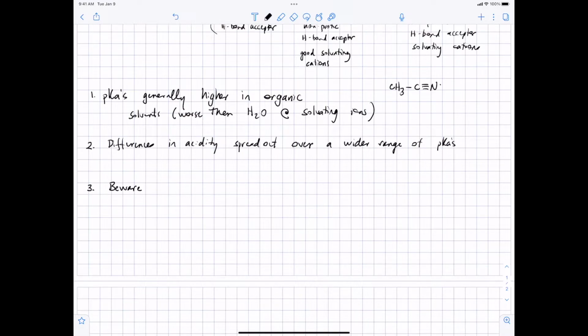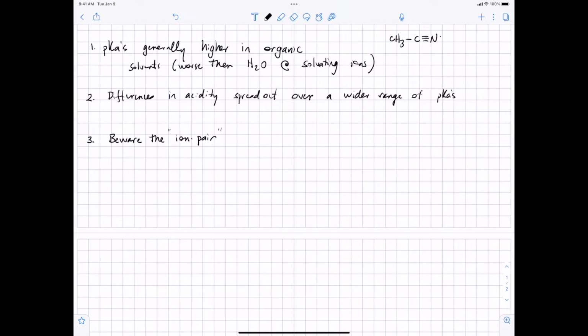And then finally, the last thing we need to consider is, as we're thinking about other solvents and measuring pKa's in them, we have to beware the ion pair. What is an ion pair? This would be, say, Cl- and H3O+ as an example. Or an ion pair could be NaCl. The ion pair is close contact between charges. And what this means is an incompletely dissociated ion pair.